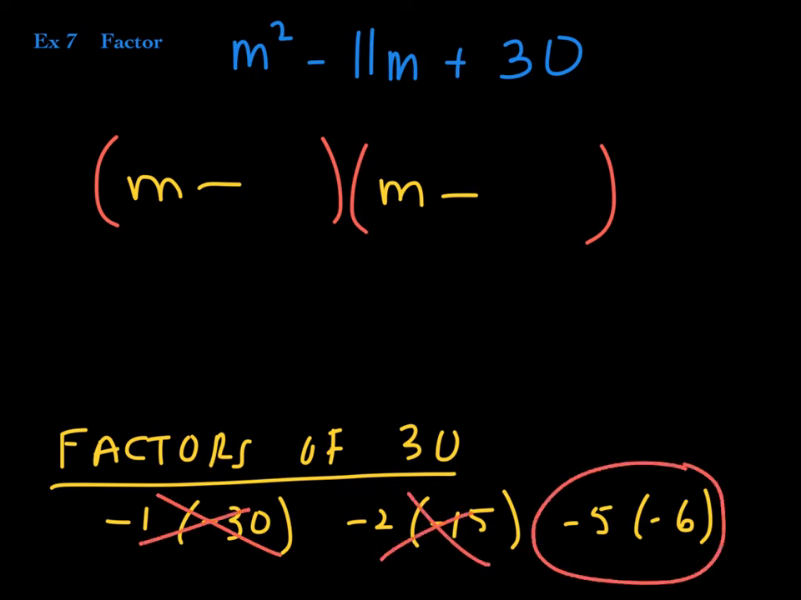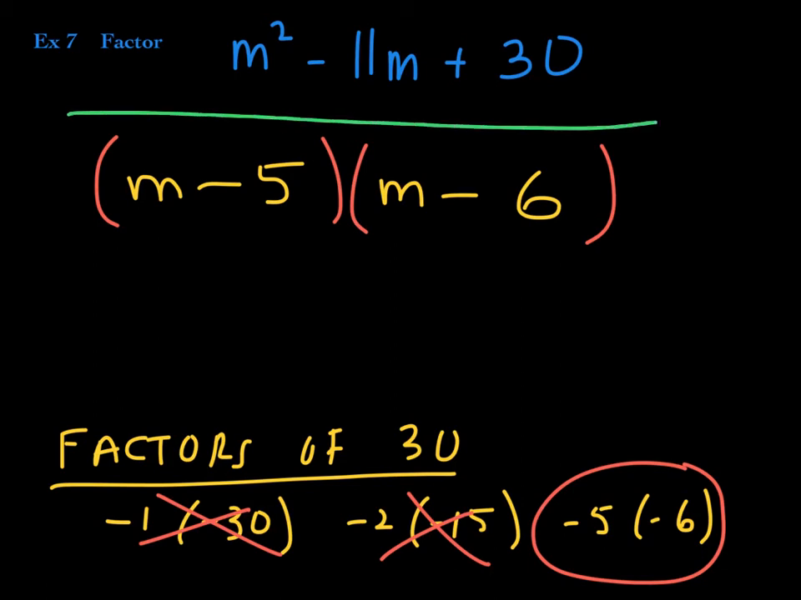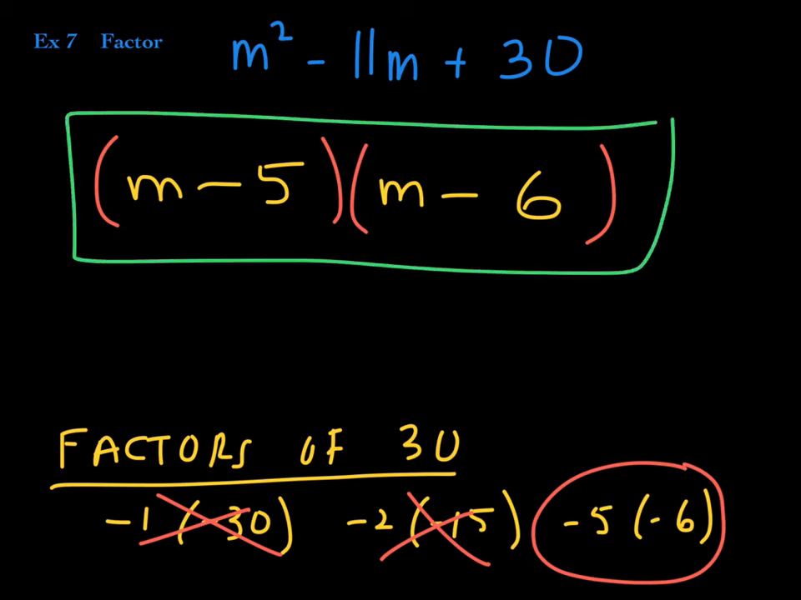Right? So one of these gets negative 5 and the other one gets negative 6. Negative 5 times negative 6 is positive 30. Negative 5 plus negative 6 is negative 11. Now, we're done, but I do want to say that if you wanted to check, all you would have to do is distribute, right? Distribute, and you'll get this original polynomial back.